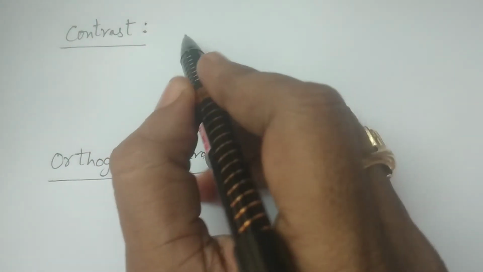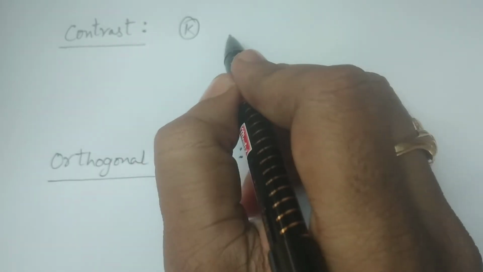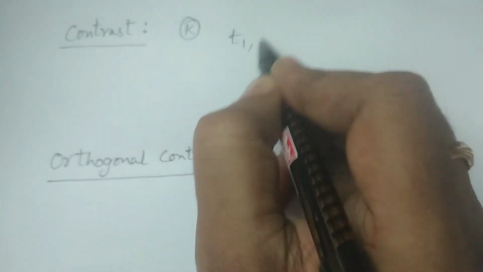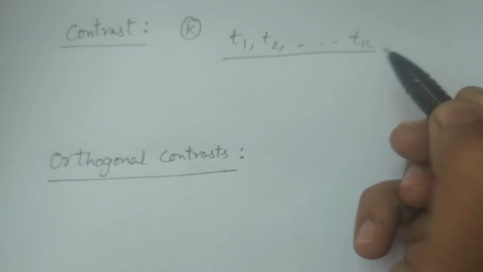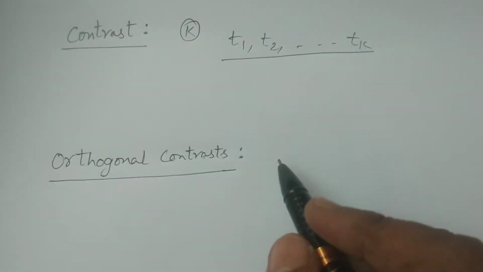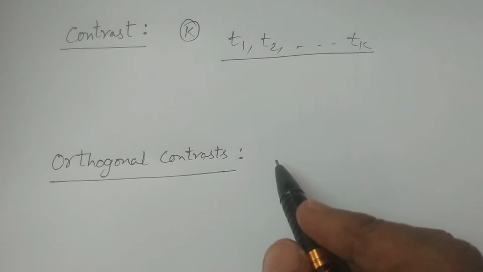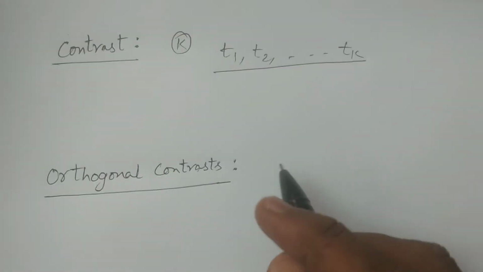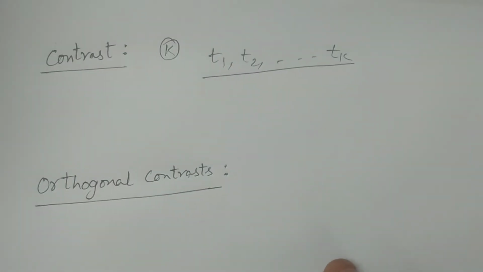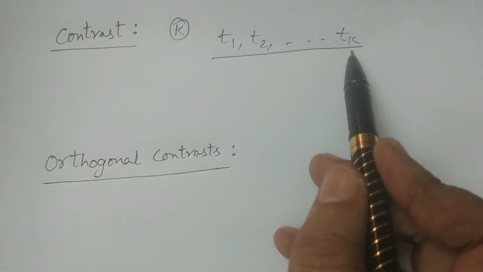If you consider K treatments, and the means of the K treatments are T1, T2, and so on up to Tk. These are K treatment means, that is, the average yield obtained from the K treatments, that is T1, T2, and so on up to Tk.